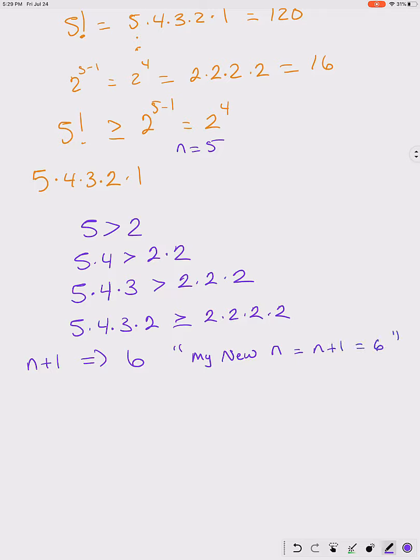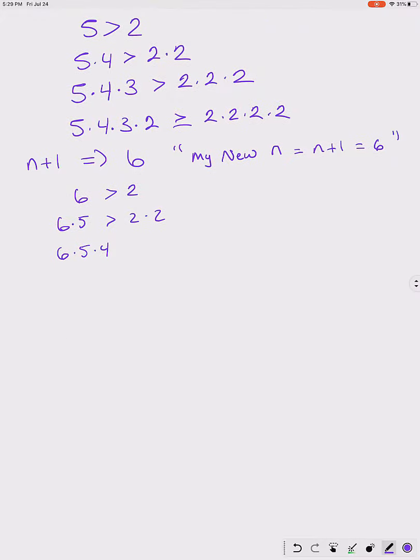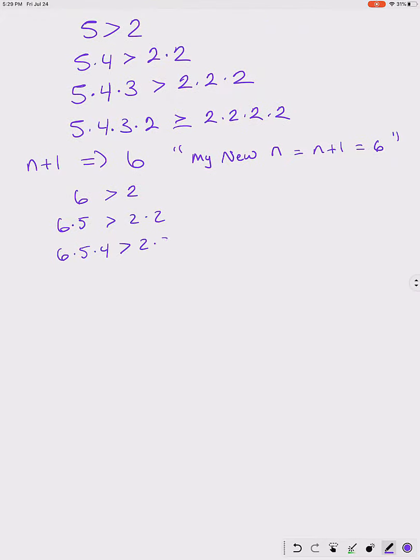So my new n is 6 if I do n plus 1. So 6 is definitely bigger than 2, and 6 times 5 is definitely bigger than 2 times 2, and 6 times 5 times 4 is definitely bigger than 2 times 2 times 2, and 6 times 5 times 4 times 3 is definitely bigger than 2 times 2 times 2 times 2. Same idea that we were doing before.